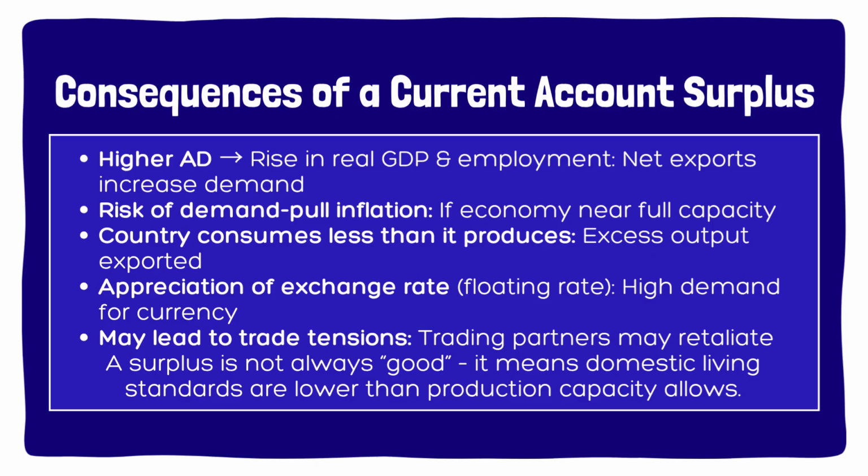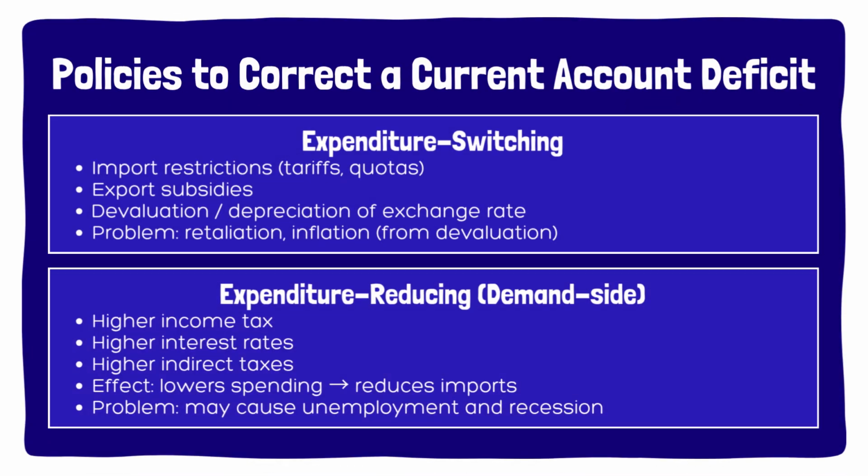Under a floating exchange rate system, a current account surplus may cause the currency to appreciate because demand for the country's currency increases. Governments usually aim for balance of payments stability, and try to avoid large and persistent deficits or surpluses. To reduce a current account deficit, governments may use policies to reduce imports and increase exports. These include import restrictions, export subsidies, and lowering the exchange rate.